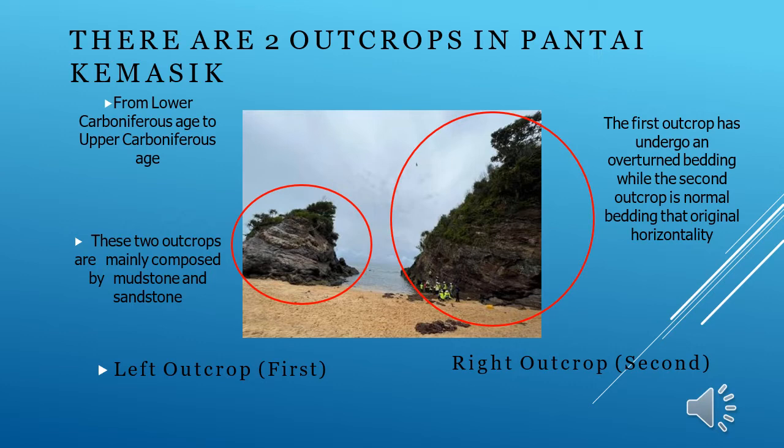There are 2 main outcrops in Pantai Kemasik. The first outcrop is shown in the left figure and the second outcrop is shown in the right figure. These 2 outcrops are mainly composed of mudstone and sandstone. Both of them were formed in the lower Carboniferous age. The first outcrop shown in the left part is overturned, thus the setlog starts from the highest part to the lowest part, while the second outcrop follows the principle of original horizontality and principle of superposition, which means that the older rock layer is laid at the lower part and the younger rock layer is laid at the upper part.